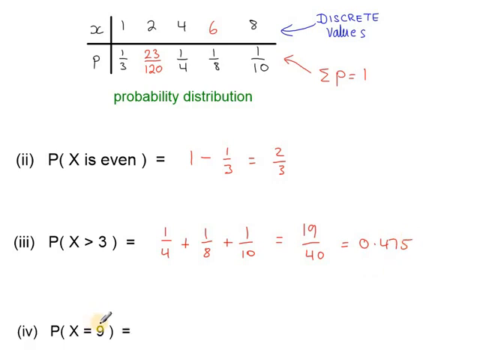The probability that X is equal to 9, there is no such outcome here, so the probability is 0.